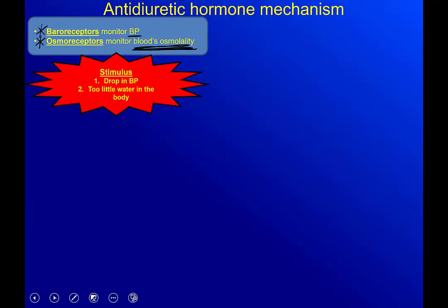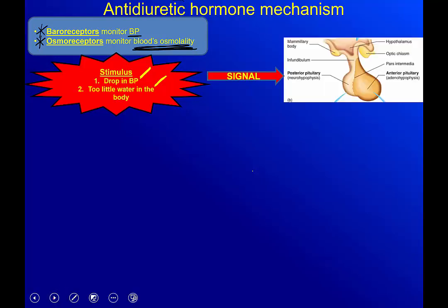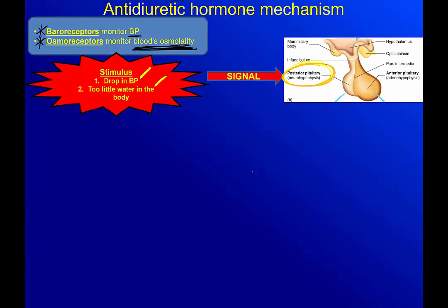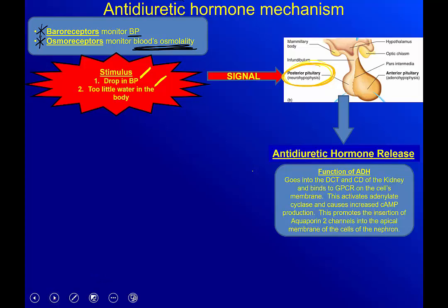Now, what causes antidiuretic hormone release? Two things. A drop in blood pressure, and there's too little water in the body. Antidiuretic hormone gets released if you're going through dehydration, for sure. Now, I get a signal, the blood pressure is too low, or there's not enough water in the body. It goes to the posterior pituitary, and says, hey, you need to release antidiuretic hormone. So it releases antidiuretic hormone.